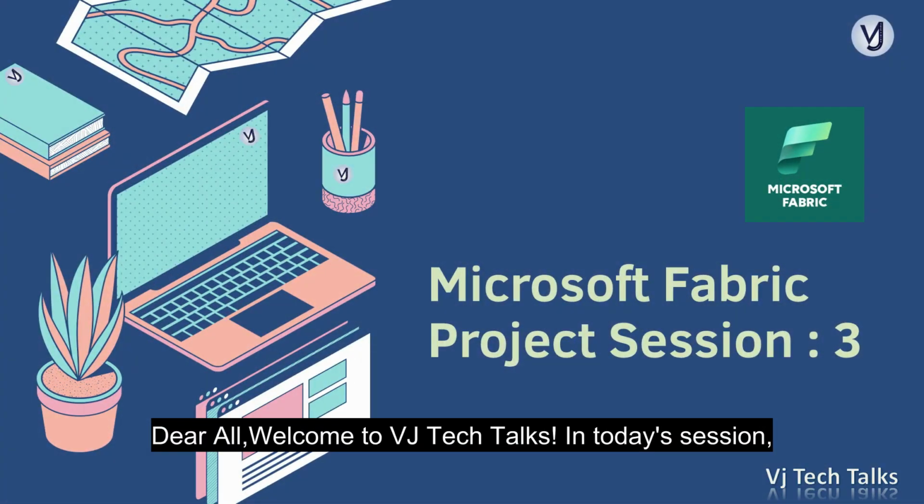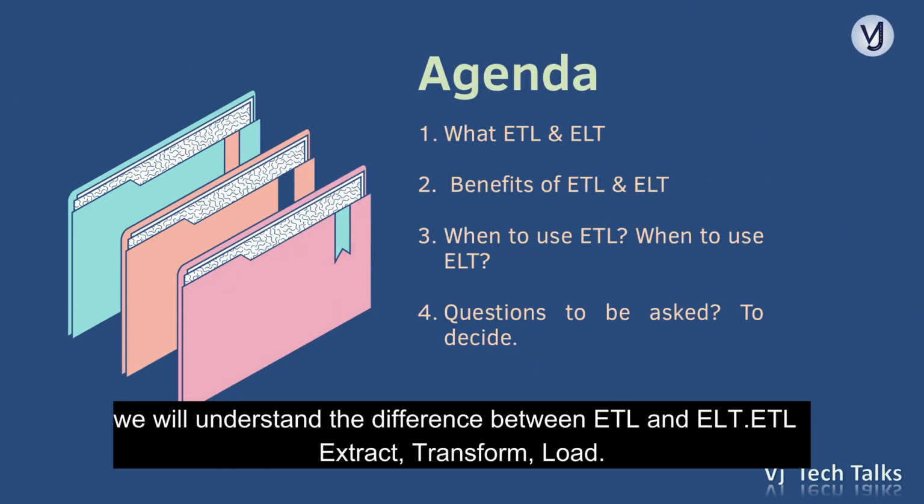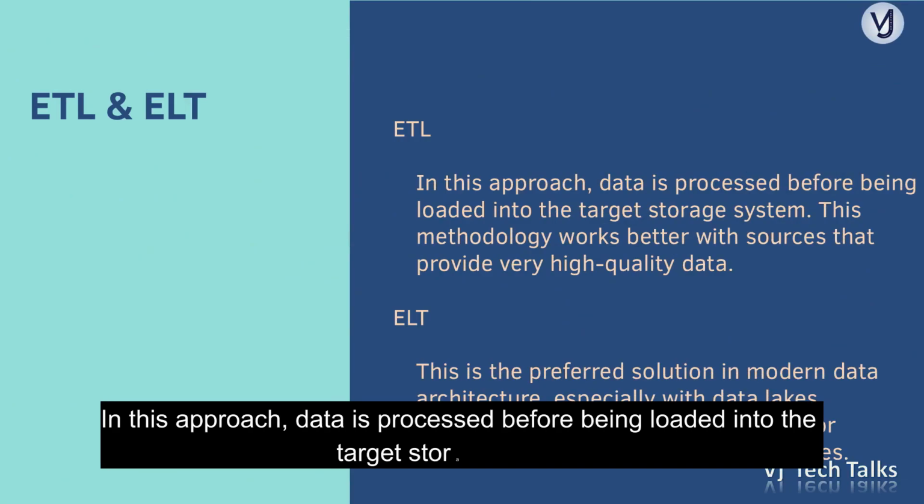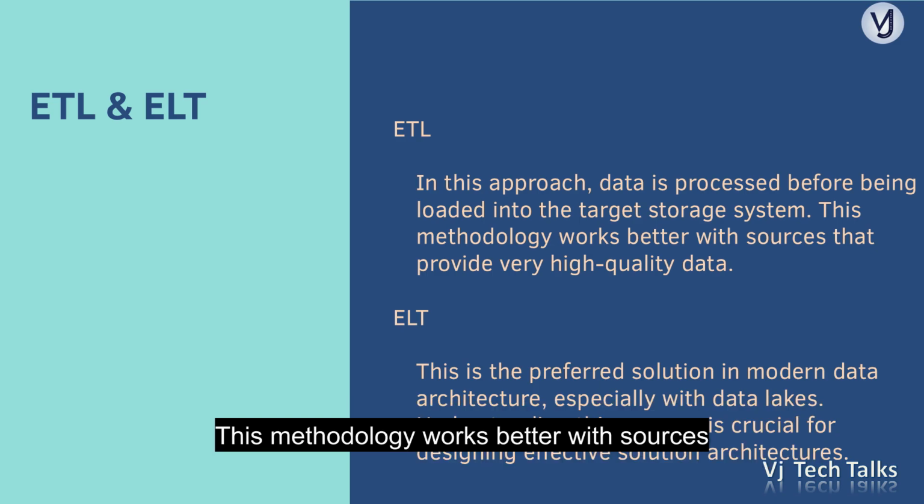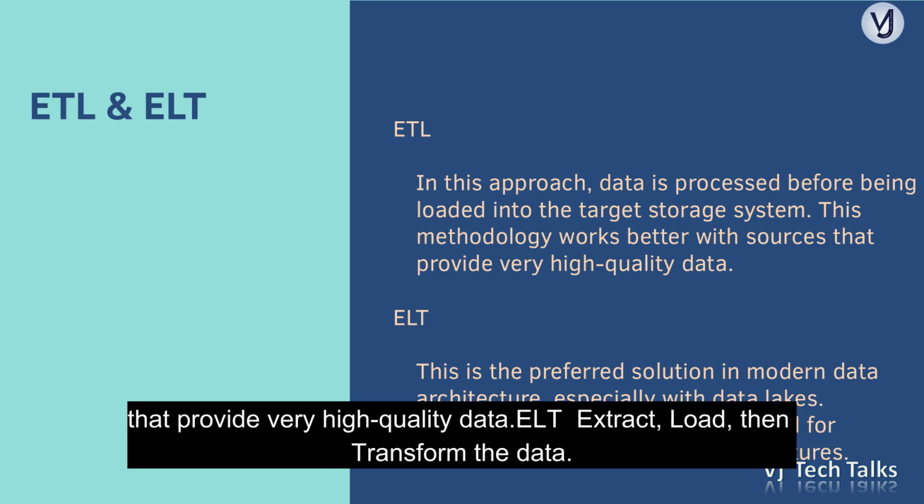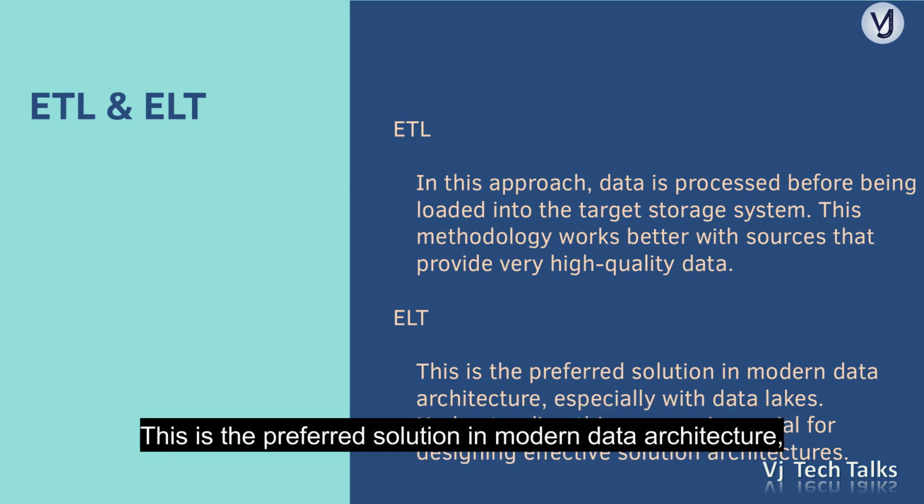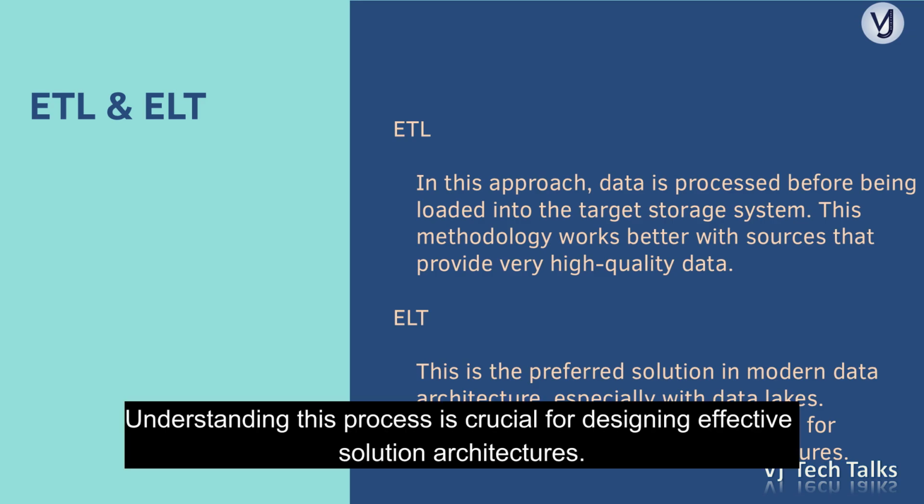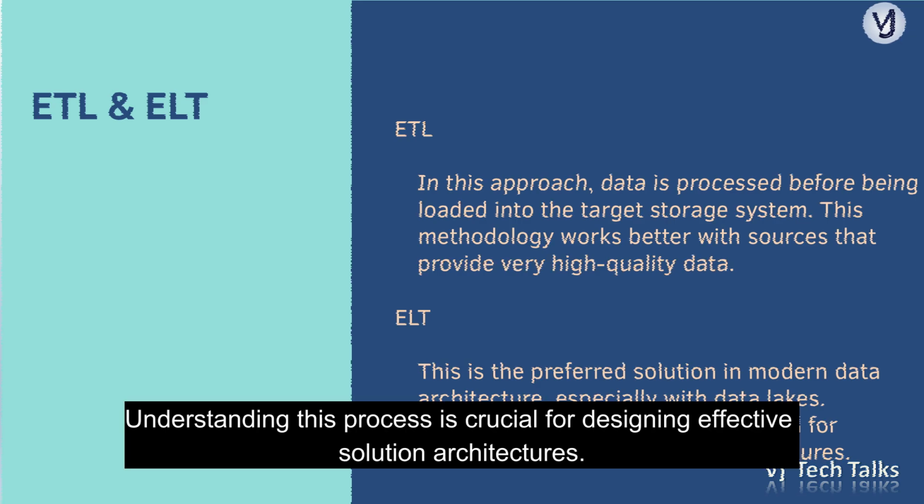In today's session, we will understand the difference between ETL and ELT. ETL: extract, transform, load. In this approach, data is processed before being loaded into the target storage system. This methodology works better with sources that provide very high quality data. ELT: extract, load, then transform the data. This is the preferred solution in modern data architecture, especially with data lakes. Understanding this process is crucial for designing effective solution architectures.